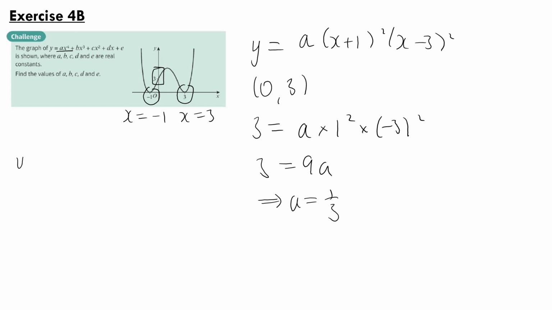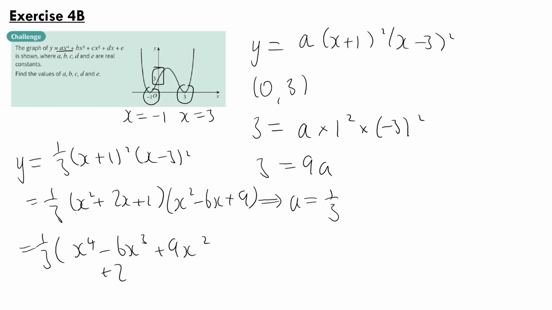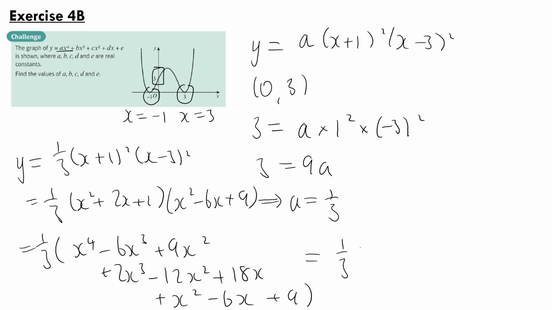And now putting that into our expression from earlier and expanding, we get y equals a third (x squared plus 2x plus 1)(x squared minus 6x plus 9). Expanding these out, we get x to the power 4 minus 6x cubed plus 9x squared, and then plus 2x cubed minus 12x squared plus 18x, and then finally plus x squared minus 6x plus 9. That equals a third (x to the power 4 minus 4x cubed minus 2x squared plus 12x plus 9).